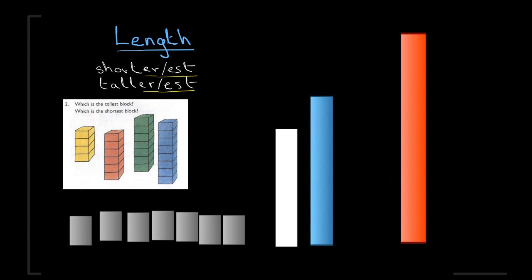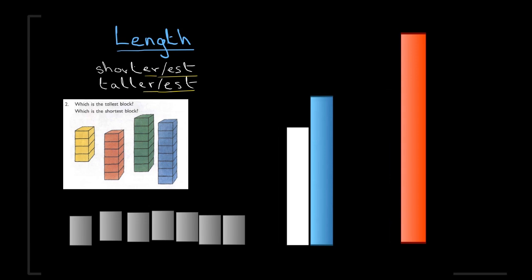So intuitively they know that if two children are standing on the same ground, and if we measure and look, the one whose head is higher is going to be taller, and the one whose head is lower is going to be shorter. So that's the intuitive idea you want to give them.